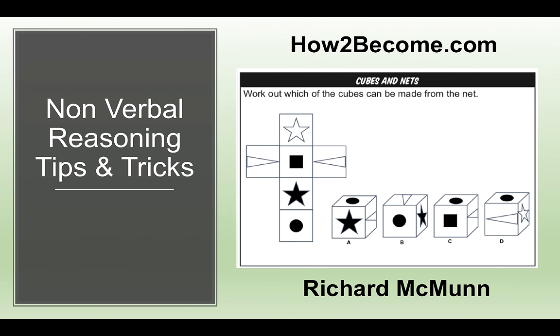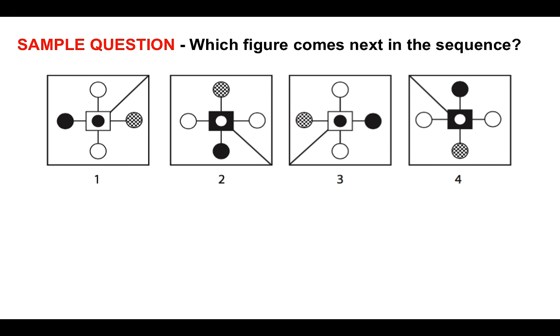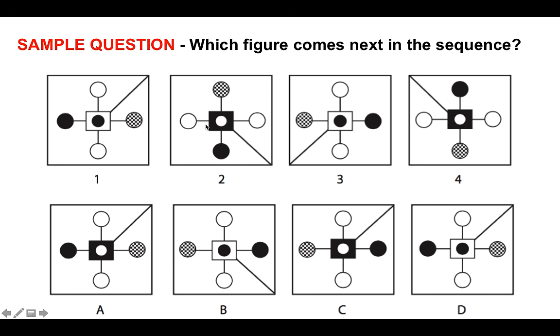Let me just show you quickly a sample question and what it could look like. The sample question is, which figure comes next in the sequence? We are presented here with 4 squares, each with circles and different shapes and patterns. And it will give you some options, and they are more often than not multiple choice in nature. So you can see here we've got the option of A, B, C or D.